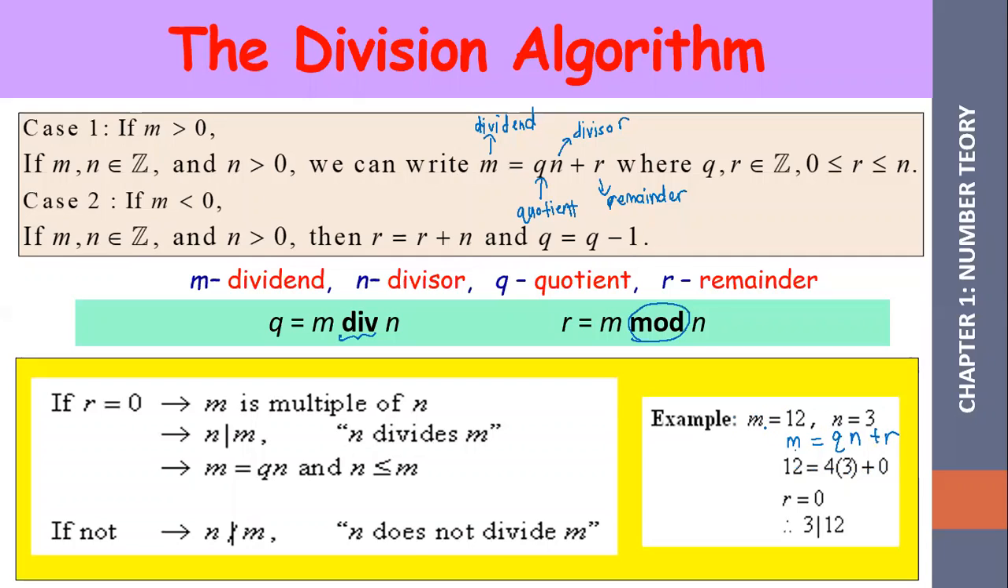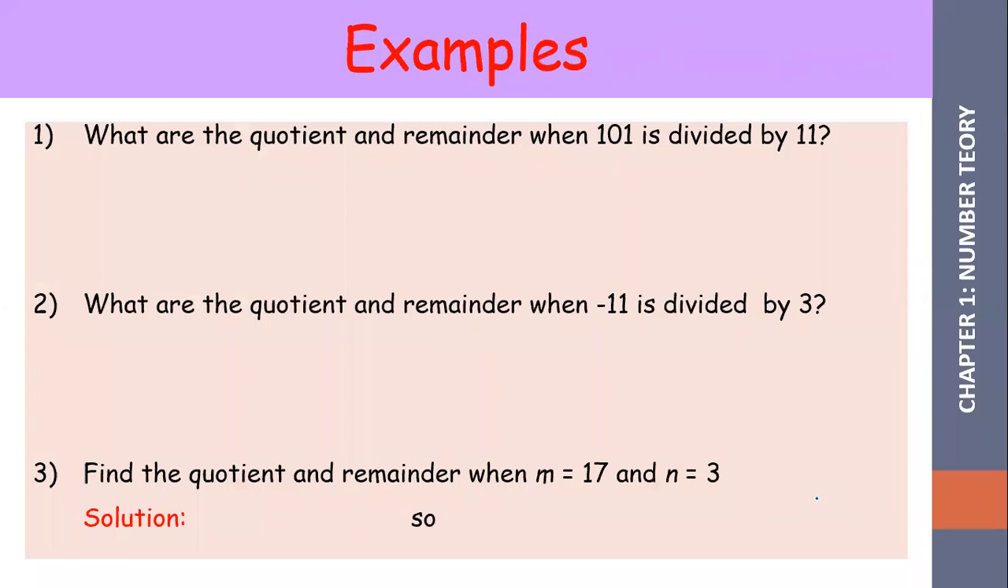You have to memorize this. This is the division algorithm. Okay, what is the division algorithm? It is m is equal to qn plus r, where r is 0 less than or equal to r less than or equal to n. You have to memorize this one. Okay. Right, so let's see the example.